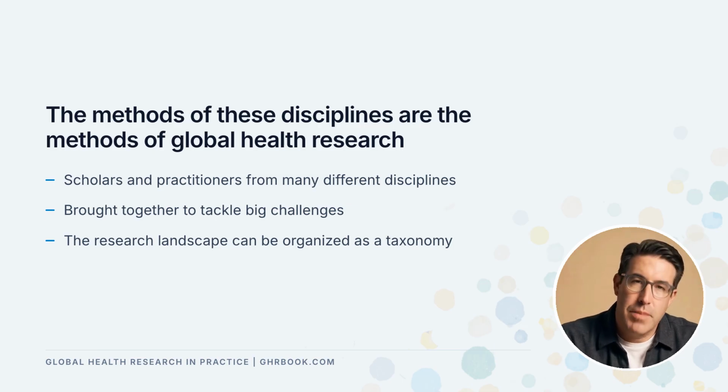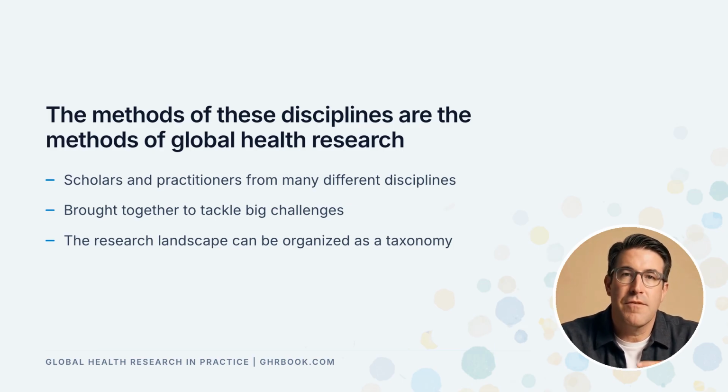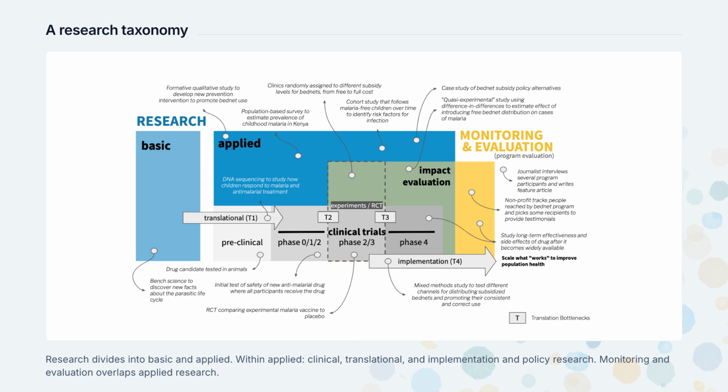Global health research brings together scholars and practitioners from many different disciplines to tackle big challenges. So the methods of these disciplines are the methods of global health research. We can organize that landscape as a taxonomy, and over the next few minutes, we'll work through it piece by piece. Here's the taxonomy. Don't worry if this diagram looks overwhelming. At first, we'll work through it piece by piece.